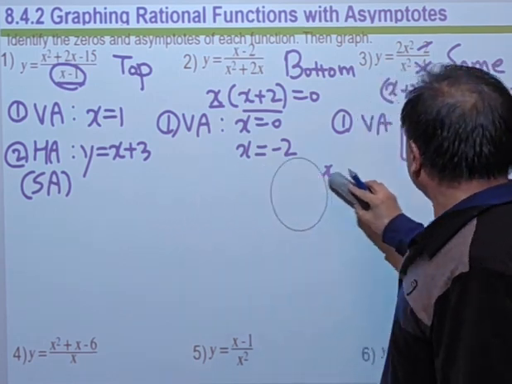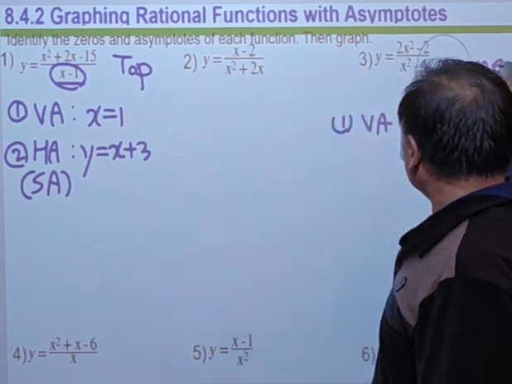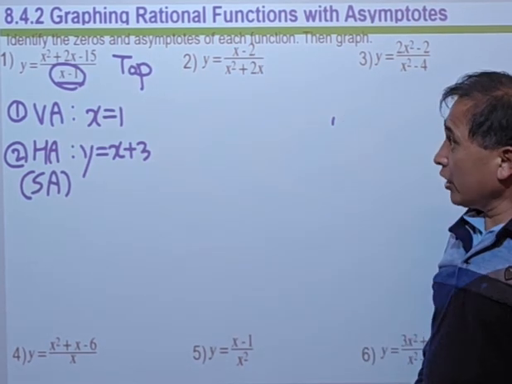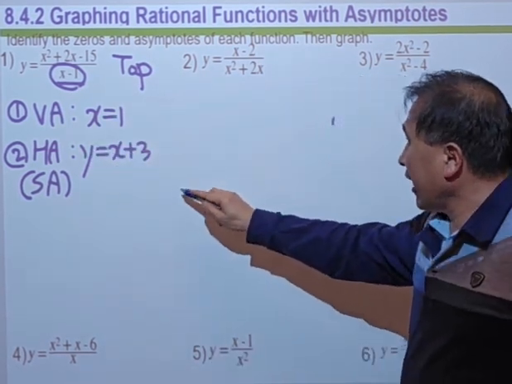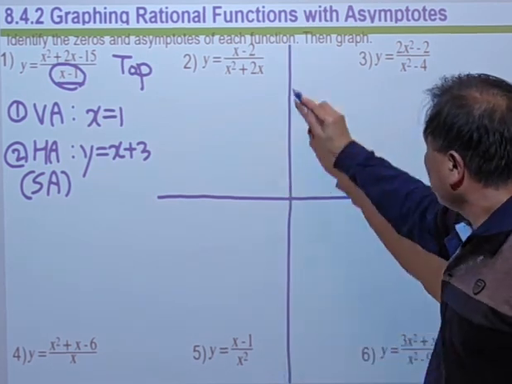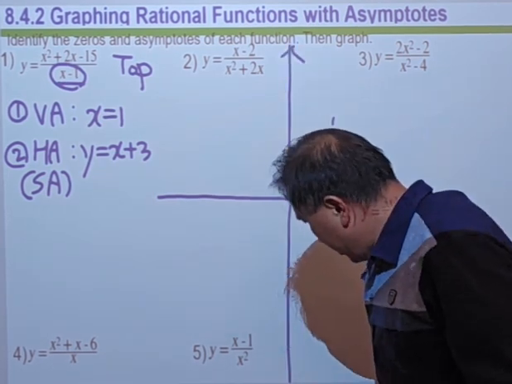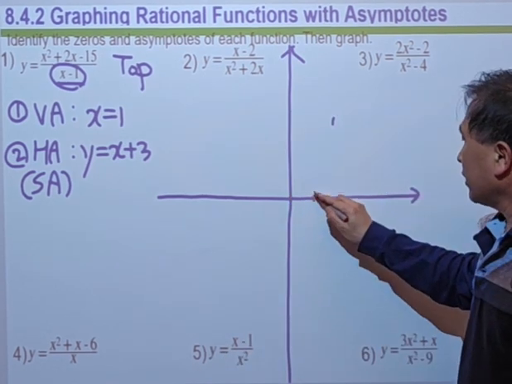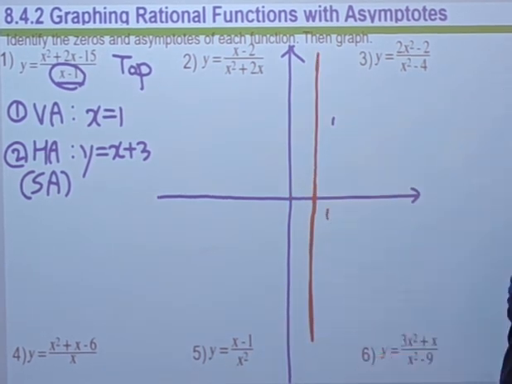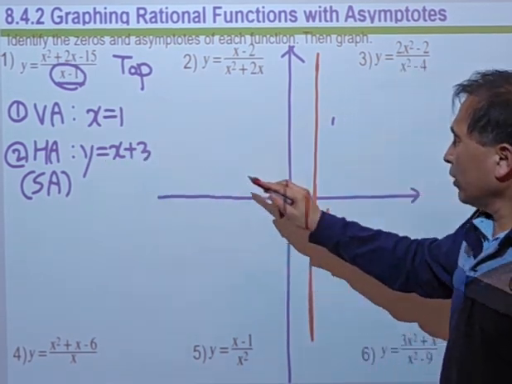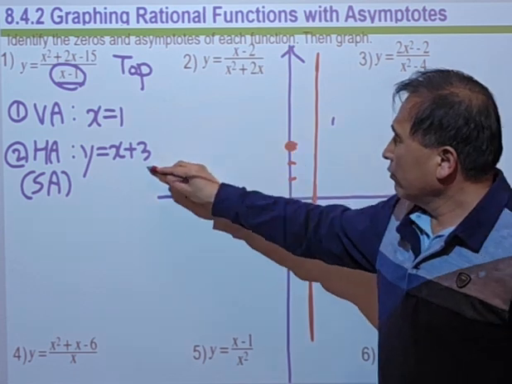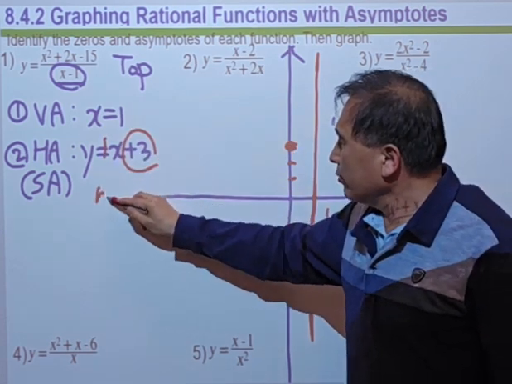So let's draw each graph. Let's draw this one first. The vertical asymptote is x equals 1. So let's draw that first. So x equals 1, let's say right here, this is 1. And then y equals x plus 3. So 1, 2, 3, the y-intercept. Right? The slope is 1.